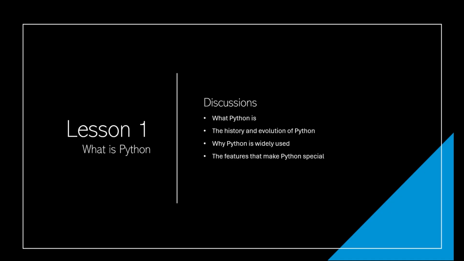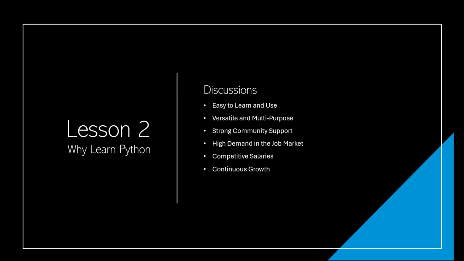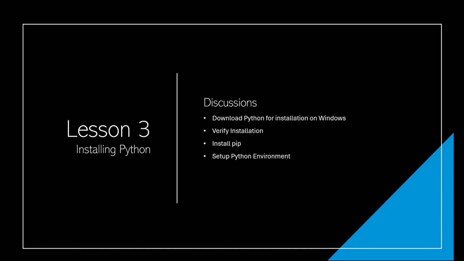In lesson one, we're going to talk about what is Python, history, evolution, why Python is widely used, and features that make Python special. Lesson two will be about why learn Python, its various benefits: easy to use, versatile, strong community support, high demand in job market, competitive salaries, and continuous growth. And then in lesson three, you're learning how to install Python. You download Python for installation on Windows, verify installations, install pip, and set up the Python environment.